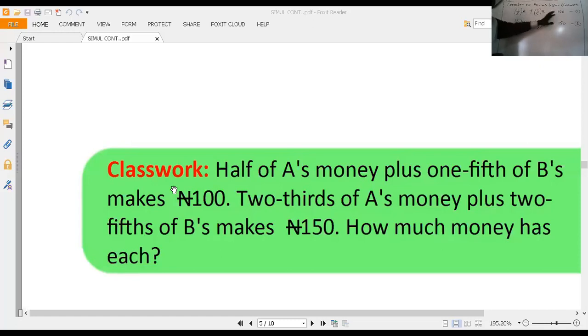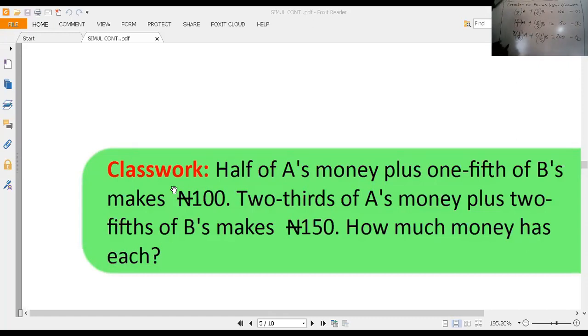I'll multiply equation 1 by 2. So if I multiply equation 1 by 2, I will have 2 into 1 over 2a plus 2 into 1 over 5b is equal to 200. Let me call this equation 3. Now, when you look at equation 3, 2 can cancel 2. We are left with just a. Then this still remains 2 over 5. So the coefficient of b in equation 2 and the coefficient of b in equation 3 are the same.